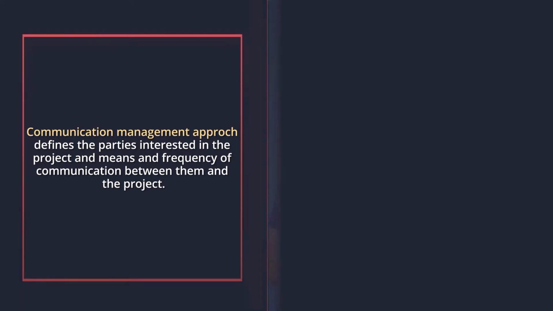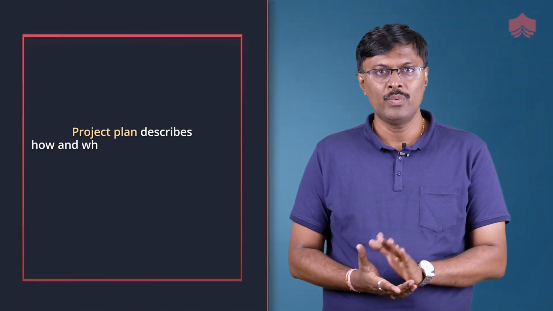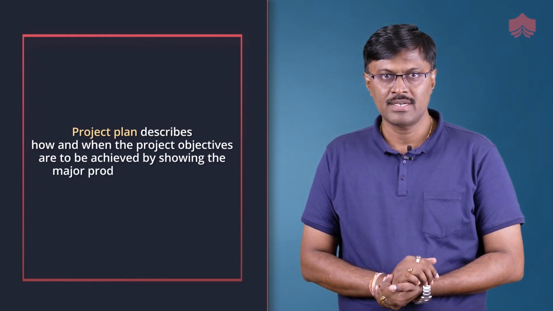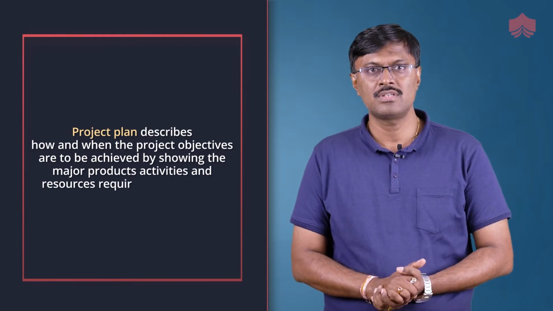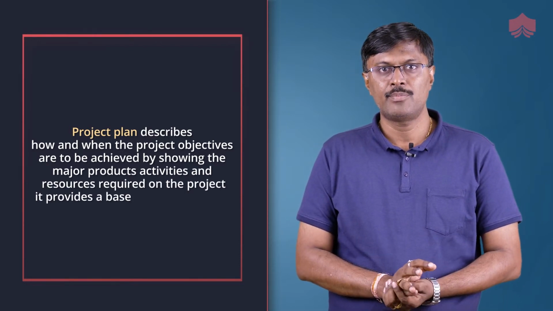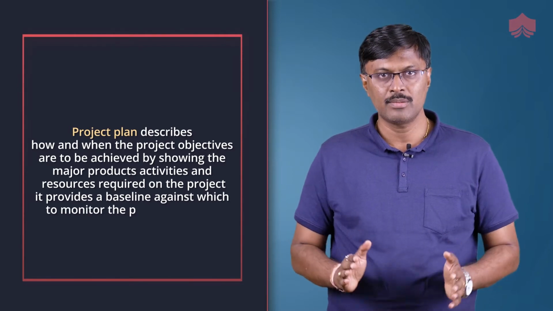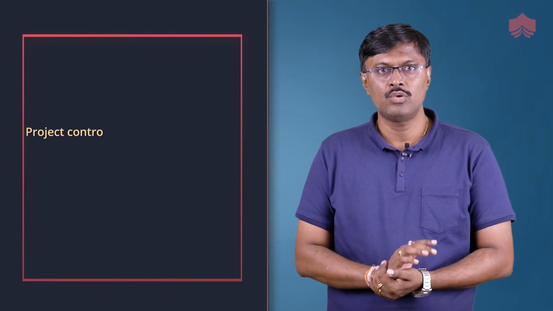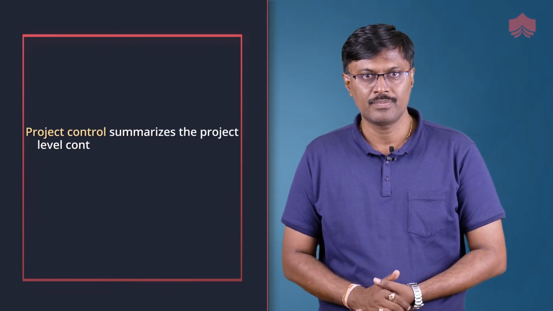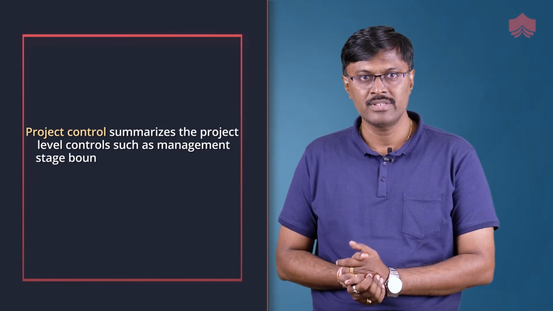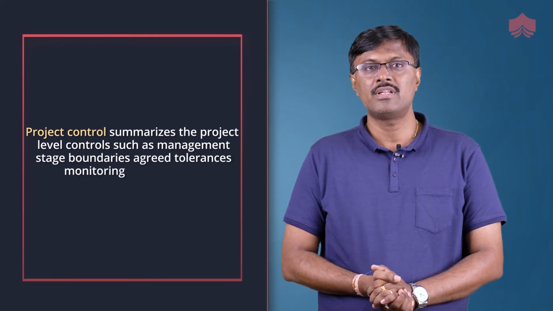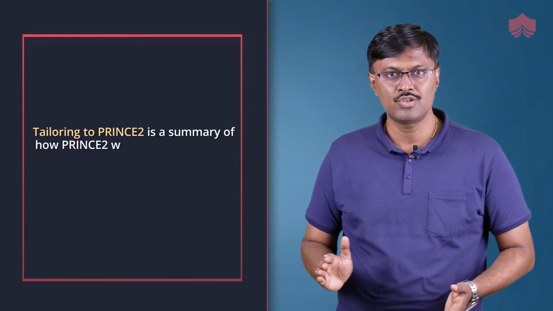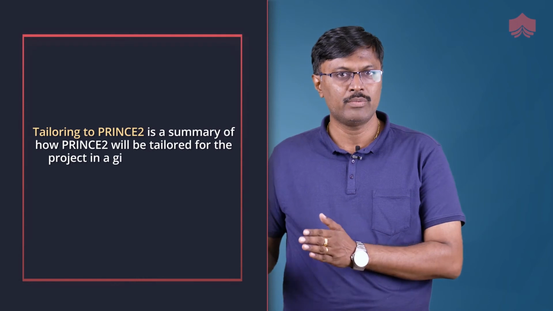Project plan describes how and when the project's objectives are to be achieved by showing the major products, activities, and resources required on the project. It provides a baseline against which to monitor the project progress stage by stage. Project controls summarizes the project level controls such as management stage boundaries, agreed tolerances, monitoring and reporting. Tailoring of PRINCE2 is a summary of how PRINCE2 will be tailored for the project in a given environment.